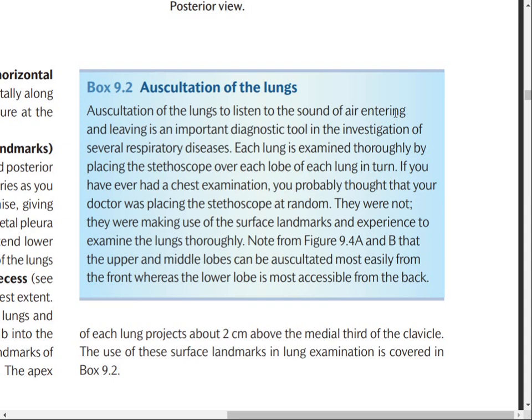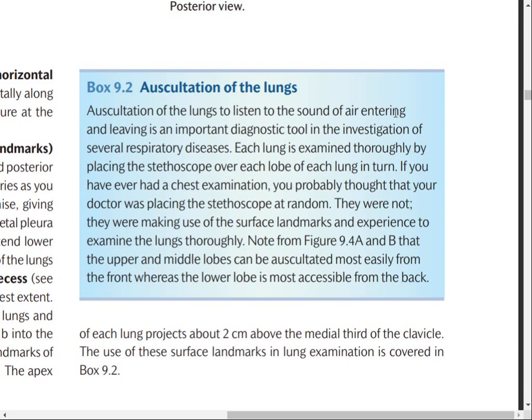Auscultation of the lungs to listen to the sound of air entering and leaving is an important diagnostic tool in the investigation of several respiratory diseases. Each lung is examined throughout by placing the stethoscope over each lobe of each lung in turn. If you have ever had a chest examination, you probably thought that your doctor was placing the stethoscope at random. They were not. They were making use of the surface landmarks and experience to examine the lungs thoroughly.